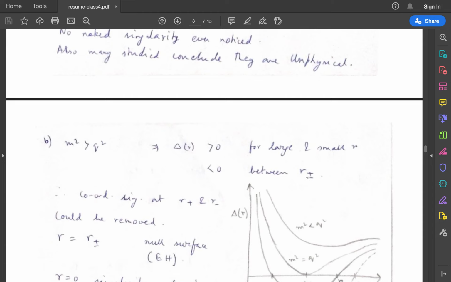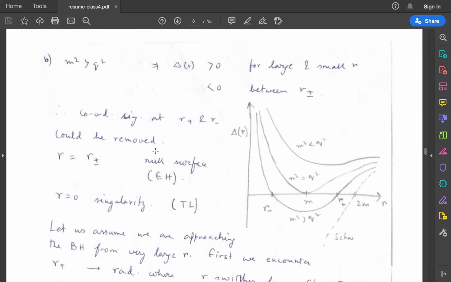That means it is greater than 0 outside r plus and inside r minus. However, between r plus and r minus, it is less than 0. So this thing is getting interesting here. So we have coordinate singularities at r plus and r minus, and these could be removed. Once it is a coordinate singularity, it can be removed. So r plus and r minus are null surfaces. You can check that by solving the null geodesic.